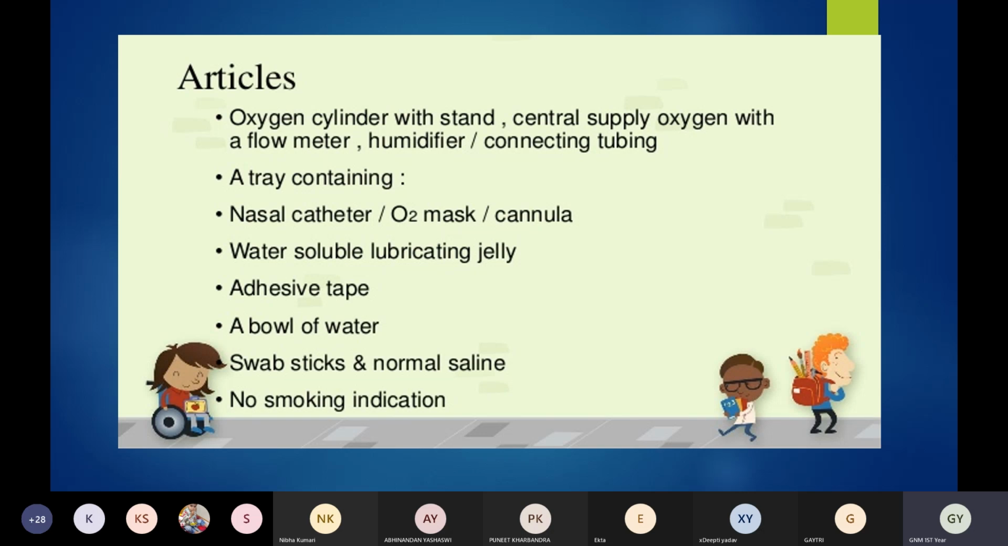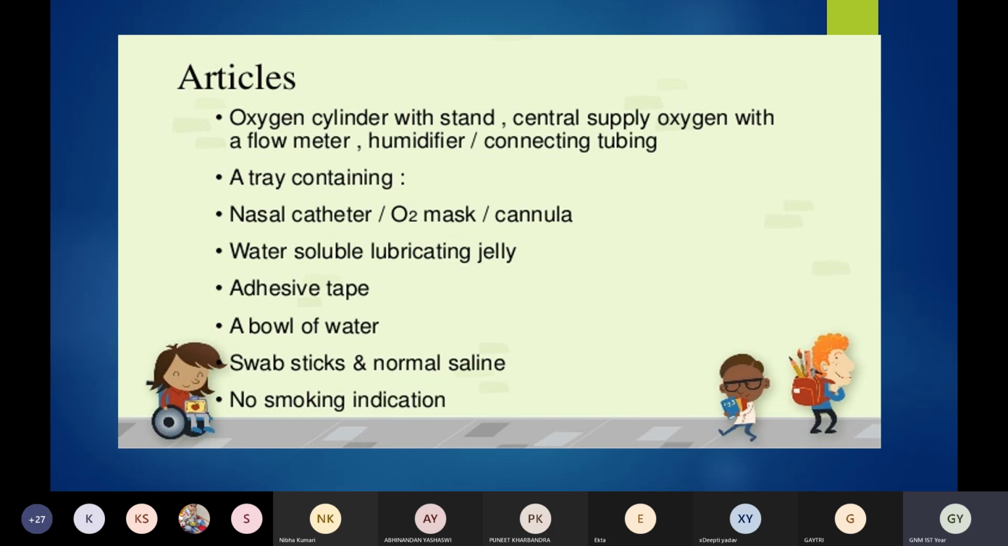Then there should be a bowl of water, swab sticks and normal saline. Okay, and a no smoking indication. There should be an indicator that says no smoking. Why? Because what happens if there is any smoke or any spark or fire, because oxygen is there, right? There is an oxygen cylinder, and you're putting it on so that you're giving oxygen to the patient.